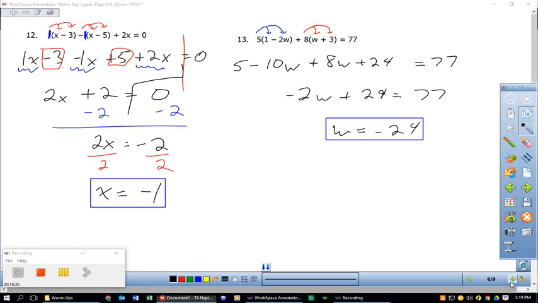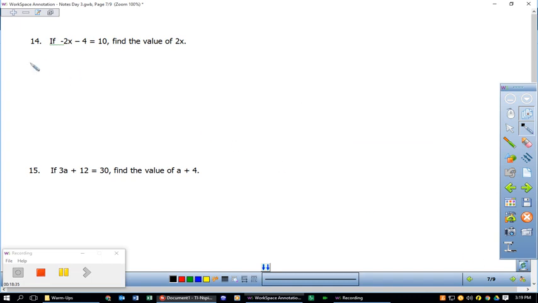Okay, next we have number 14. If negative 2x minus 4 equals 10, find the value of 2x. Now, when we previously saw this, we had it in two steps. First, find x. What is x? And then find 2x. So we're just going to solve for x here. It's a little bit of review.